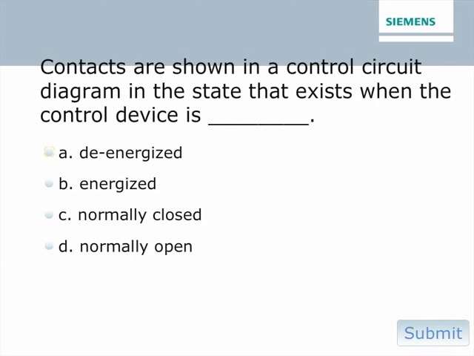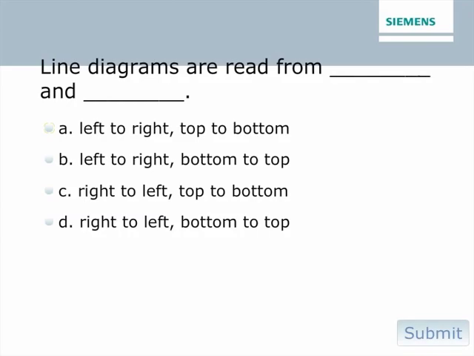Question 1. Contacts are shown in a control circuit diagram in the state that exists when the control device is A, de-energized, B, energized, C, normally closed, D, normally open. Question 2. Line diagrams are read from blank and blank. Is it A, left to right, top to bottom, B, left to right, bottom to top, C, right to left, top to bottom, or D, right to left, bottom to top?